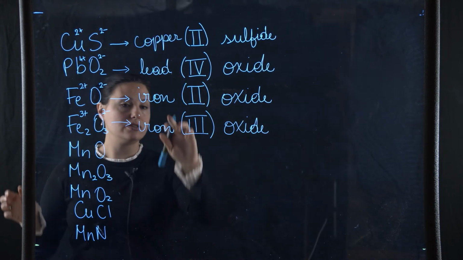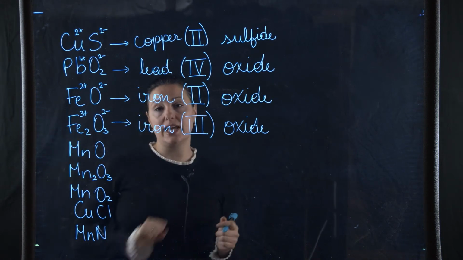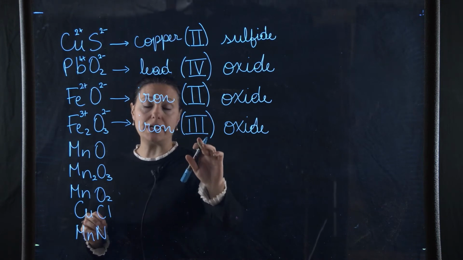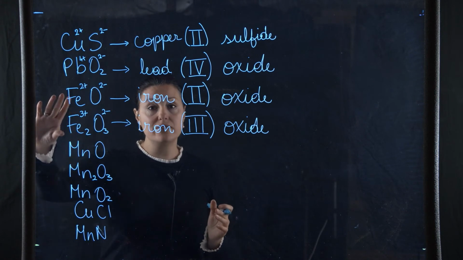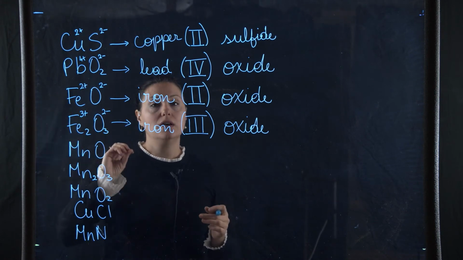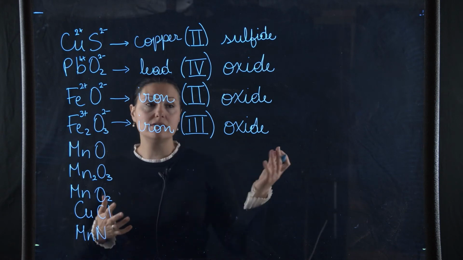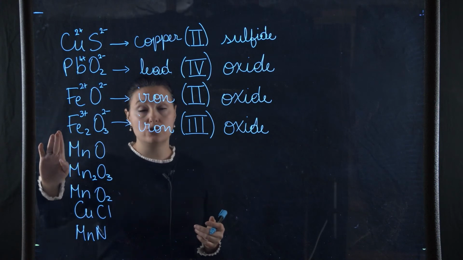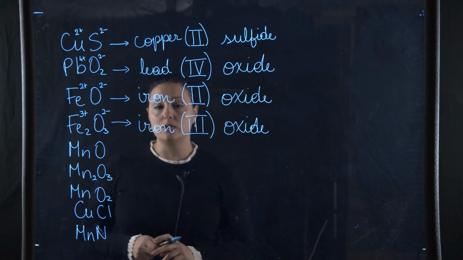Now notice that these two are different formulas. Different formulas have different names. That is why it's very important to specify the 2 and the 3. We cannot just say iron oxide because they are 2 different compounds. If I were to tell you, go get iron oxide or write the formula for iron oxide, well, which one? There are 2, and we have to specify that by using the Roman numerals.